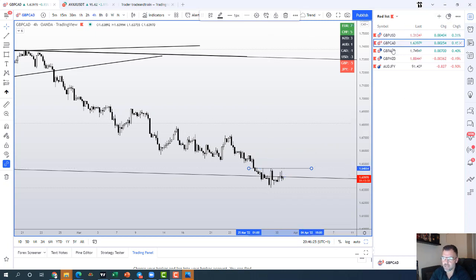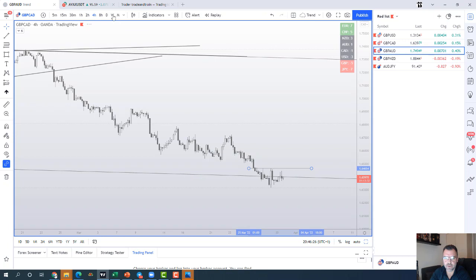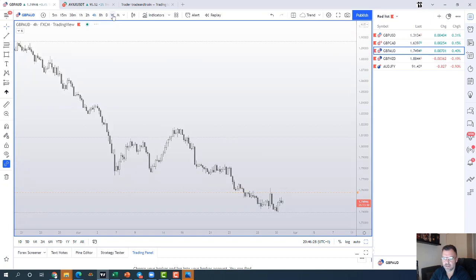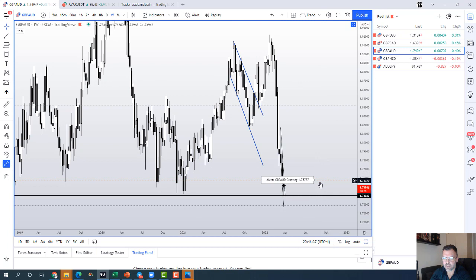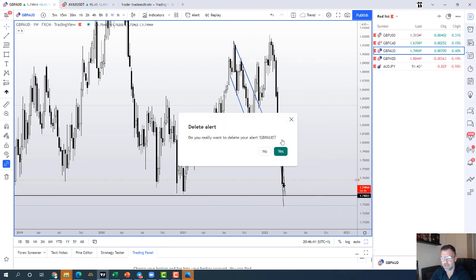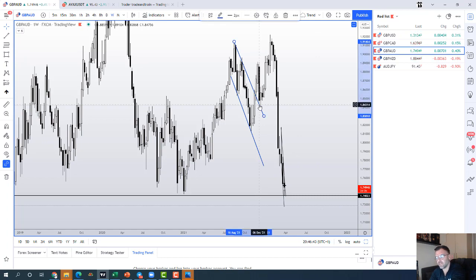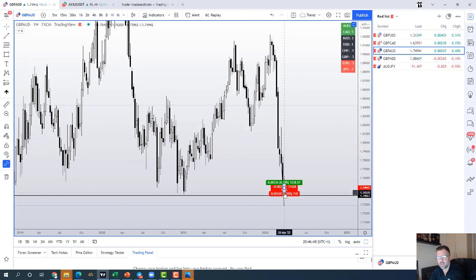I'm going to move over to the next pound pair that's giving a similar sort of scenario, which is pound Aussie. We're going to again head out to the weekly chart. Just bear with me, and there we go. So looking at the weekly chart, I'm just going to remove a couple of these alerts. We don't need them in anymore. Going to remove these. All done. There we go. I just want a clean chart so you can have a look.